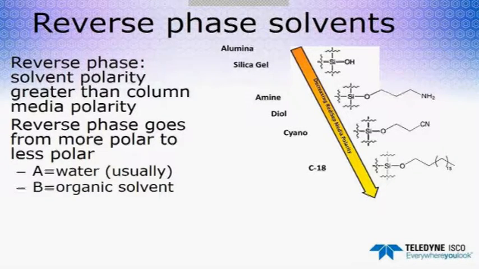We're going to start off with reverse phase. We mentioned the different types of columns over here. Very polar media include alumina and silica gel. Less polar are amine, diol, and cyano, and finally C18. We're going to start off with some basics. Reverse phase solvents are more polar than the column. So running C18, water methanol, water acetonitrile are more polar than the C18. So that's reverse phase.